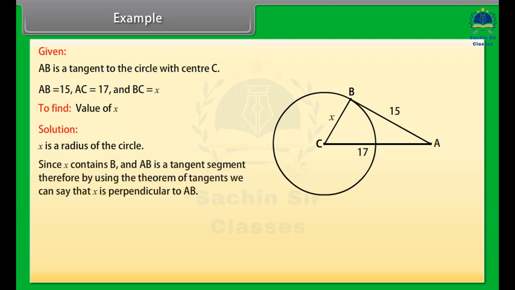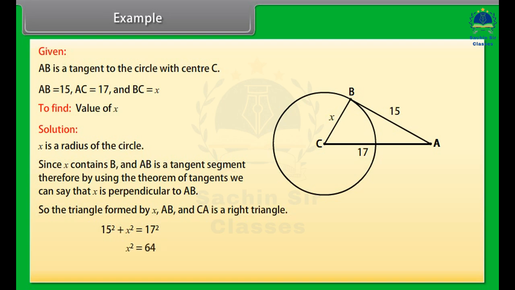Since X contains B and AB is a tangent segment, by using the theorem of tangents, we can say that X is perpendicular to AB. So the triangle formed by X, AB and CA is a right triangle. Now by using the Pythagoras theorem, we get 15 square plus X square is equal to 17 square, or X square is equal to 64, which gives us X as 8.